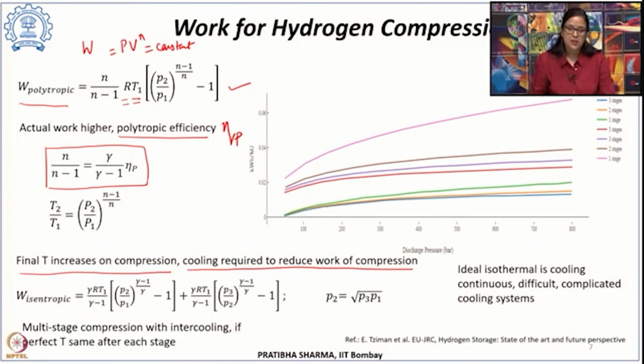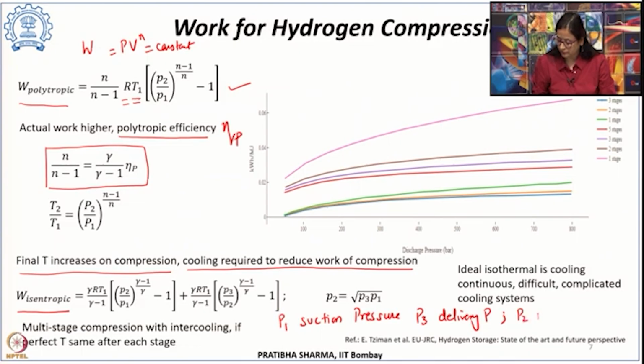Considering a two-stage compression, with an ideal gas undergoing isentropic compression in two stages, the initial or suction pressure is P1, the delivery or discharge pressure is P3, and there is an intermediate or optimal pressure, P2.